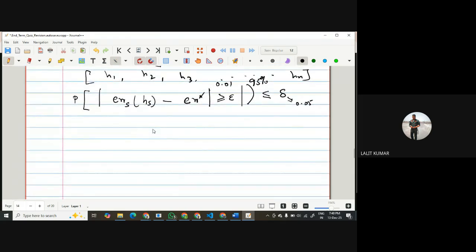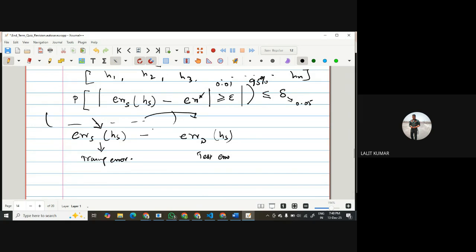I break down this error into 3 parts. The first part is error ERM hat minus error D hat. It means I got a model from my hypothesis class, I trained it on the training data set, and this is the training error. And then I use this same model on the test data set. This is the test error. And this total error is known as generalization error.